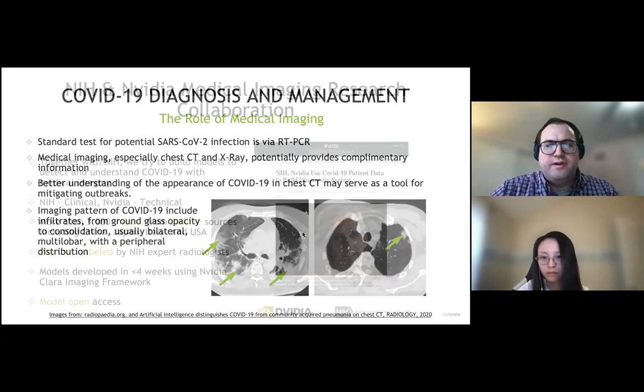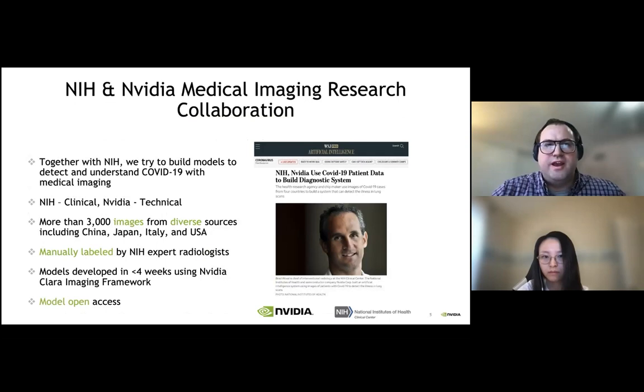And motivated by this, we joined with the NIH radiology group led by Brad Wood to build a multinational data set, including more than 3,000 images from China, Japan, Italy, and the US. These were all acquired very early on when the pandemic started. The NIH experts annotated these cases, with strong effort from multiple teams involved here, of course.